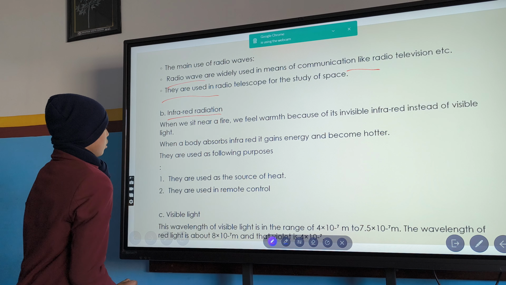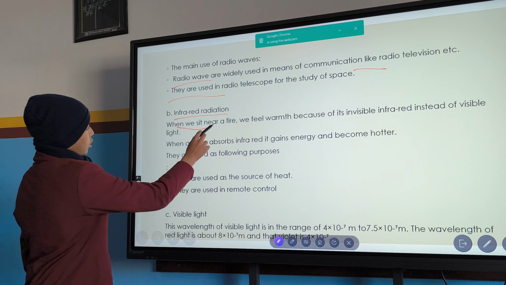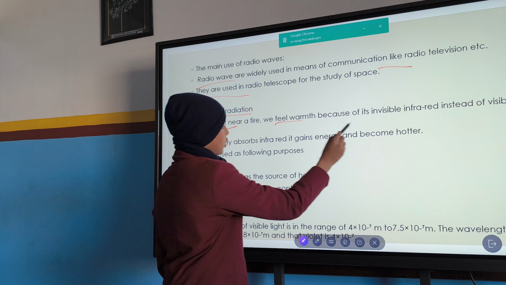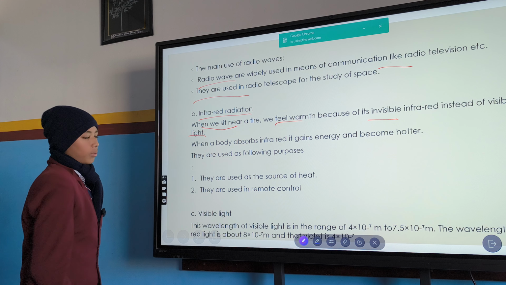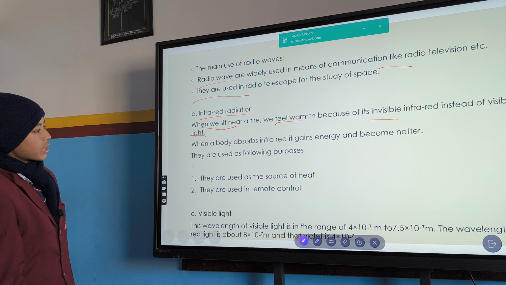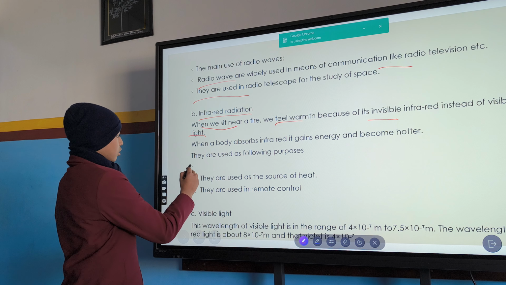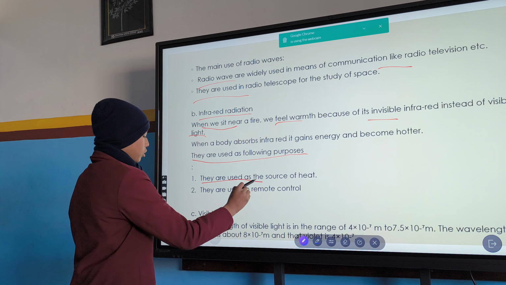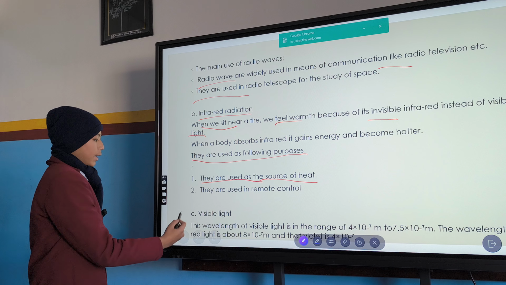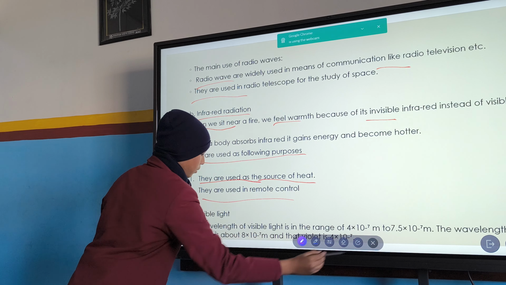Infrared radiation. When we sit near a fire, we feel warmth because of its invisible infrared radiation instead of visible light. When a body absorbs infrared, it gains energy and becomes warm. And their uses are: they are used as a source of heat, and they are used in remote controls.